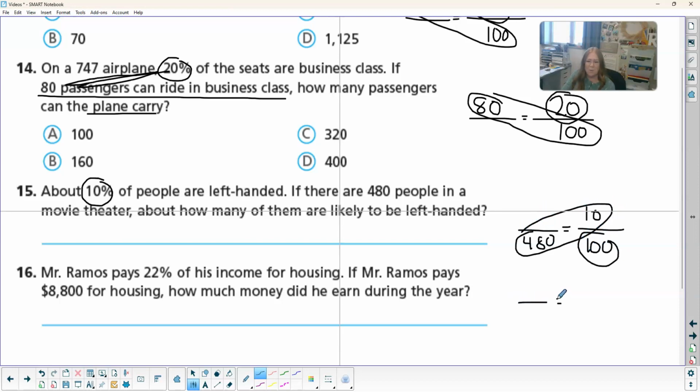And our last one, whoa, gotta go fast, 22% is what he pays. If Mr. Ramos pays that for his housing, how much money did he earn? So the 22% is his house payment. This is his house payment. So those should match up. We're looking for the total there.